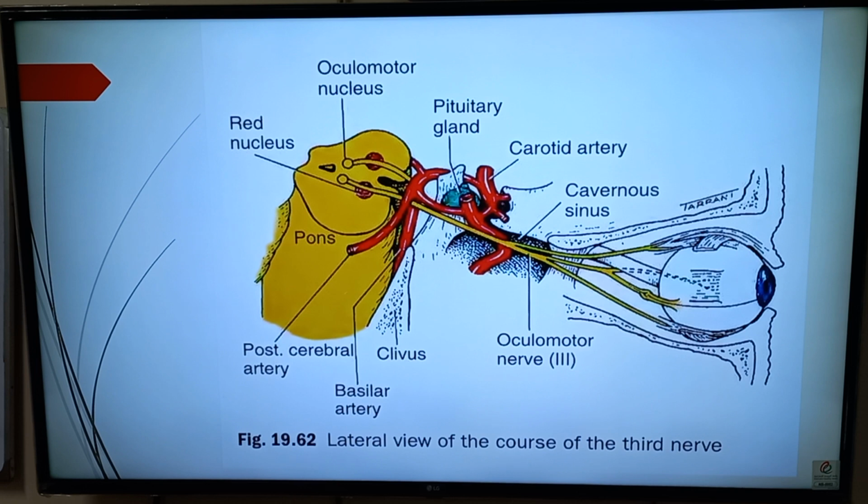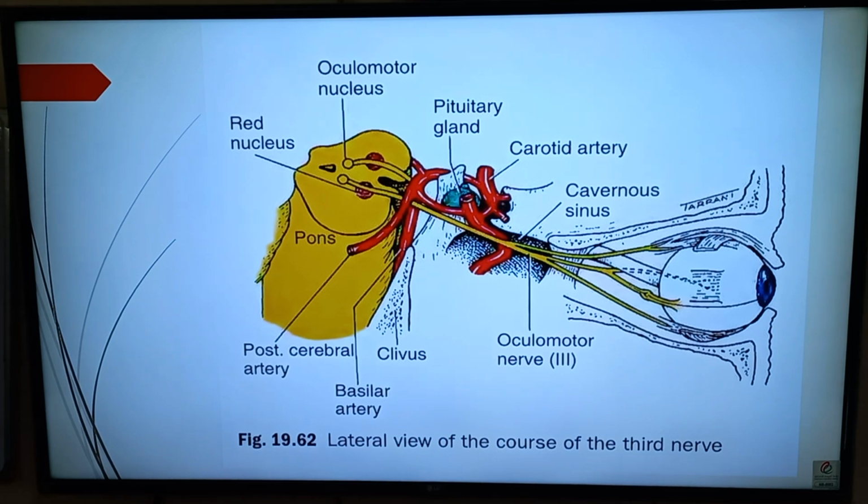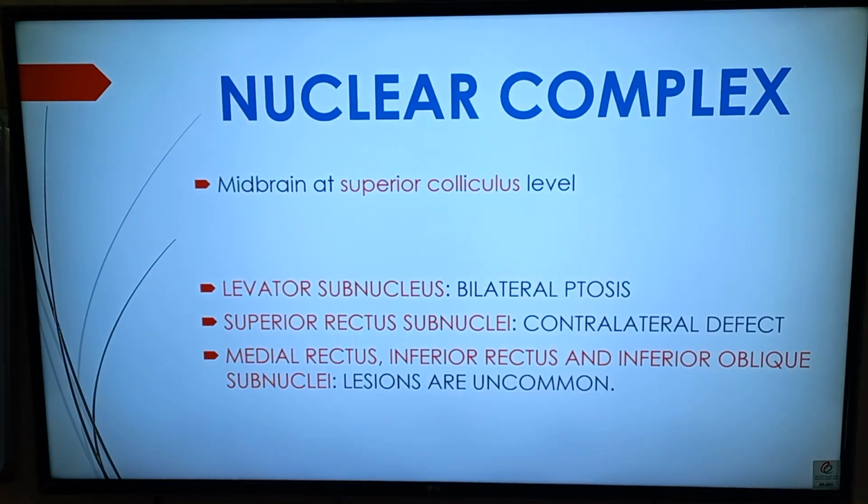Then after that we can see that the fasciculus exits the midbrain, and this part is the basilar part of the oculomotor nerve. Then after that this is the cavernous sinus, and the nerve divides into its different smaller branches and supplies the eyeball ultimately after passing through the superior orbital fissure and its intraorbital route. So first of all, we'll discuss the pathology which is associated with the nuclear complex.